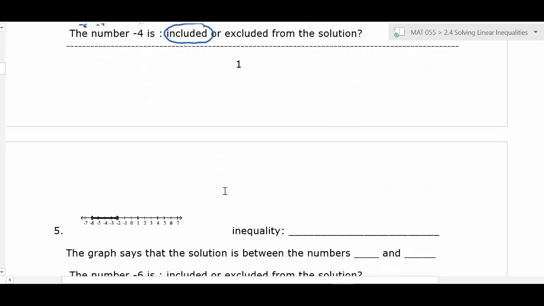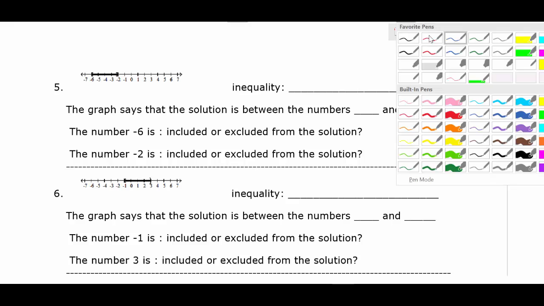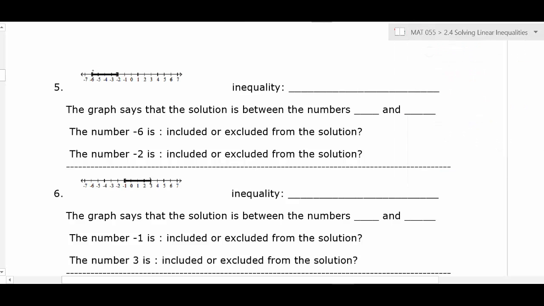Okay, so here's another one. This is a little bit different one. If you look at this, the way that this is supposed to come out on my paper, I'm going to redraw this so you can maybe see it a little bit better. There's supposed to be a bracket on -6, a bracket on -2, and then you're shaded in the middle. There's an infinite number of numbers between -6 and -2 because you have decimals and fractions and stuff like that. So we're in between 2 numbers.